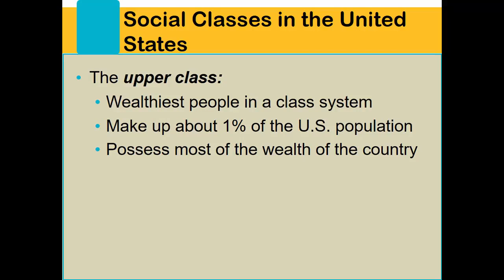So let's talk about the class system as it exists in the United States. First, we have the upper class. These are the wealthiest people in the class system. They make up about 1% of the total U.S. population, and they possess most of the wealth in this country. Upper class individuals are usually relatively difficult to contact. We don't encounter them very often unless we ourselves are of the upper class. This is because they like to hide themselves. They have their own parts of town. They have gated communities. They have their own private country clubs, and they like it that way.